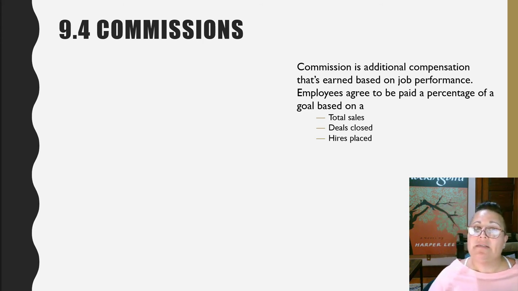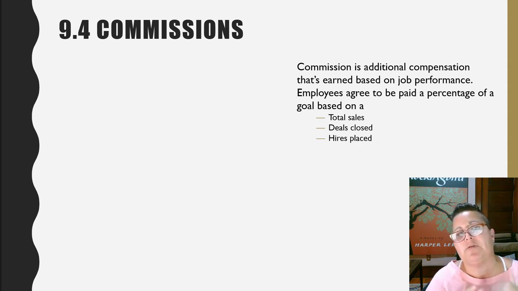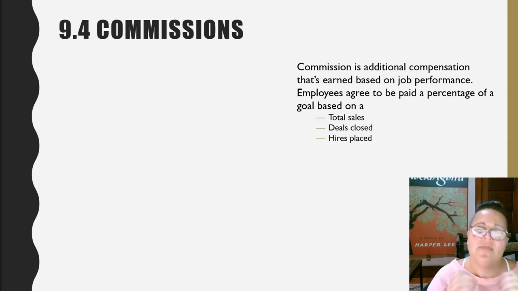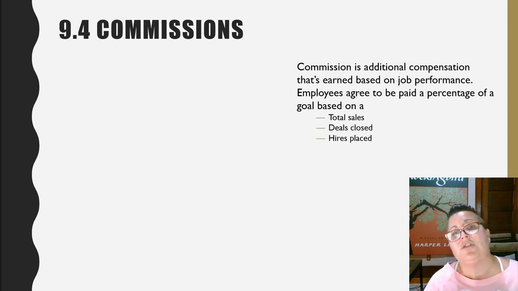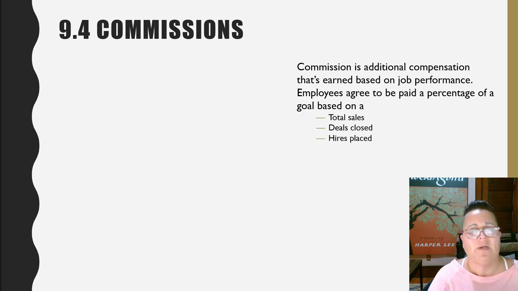Now, we have done some commissions when we did the percent unit, but we're going to take a little bit of a longer look at them here. Commissions are additional compensations that are earned based on your job performance. Usually when you sign on to a job, you know it's commission, and you agree to be paid a percentage of a goal that the company sets for you. That goal is usually based on one of three things. Sorry, not all three at once.